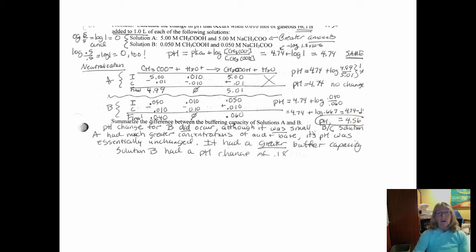If I wanted to summarize the differences in these two systems, we did have a change for solution B, although it's pretty small. And that's because solution A had much greater concentrations of the acid and the base, so its pH was essentially unchanged. That means it had a greater buffer capacity. The solution B changed by about 0.18 on the pH scale. So I hope you understand buffer capacity.